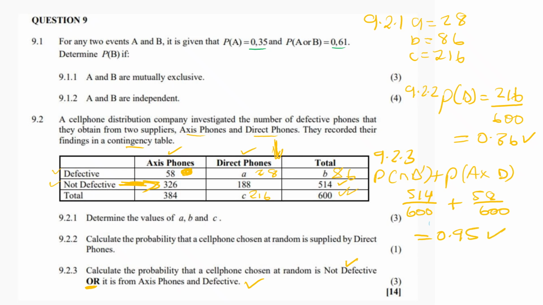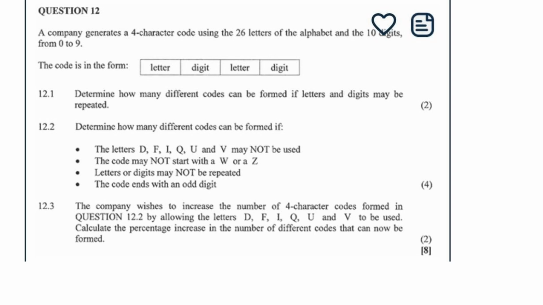Good. Now let's go to the following question. Question 12. Good. Now question 12. A company generates a 4-character code using 26 letters of the alphabet and 10 digits from 0 to 9. The code is in the form letter, a digit, letter, a digit.